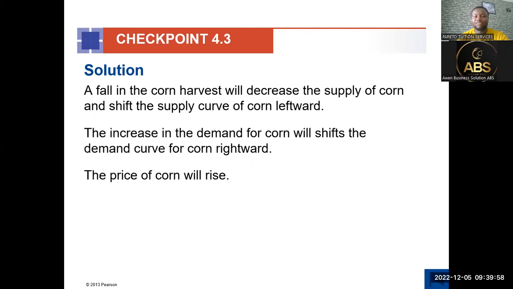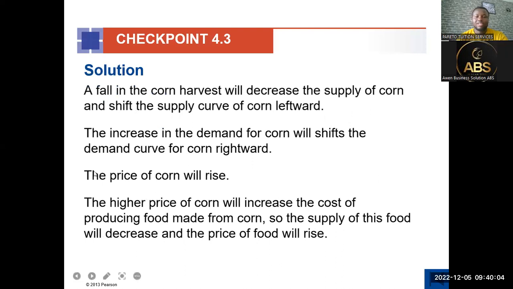A fall in supply, an increase in demand. They didn't draw the diagram, but I think we can do that on our own. So let's draw this on our own. Here are the diagrams. So initial demand, initial supply. So equilibrium price is here, equilibrium quantity is here. Now there's a fall in supply, right? So the supply curve will shift to the left.